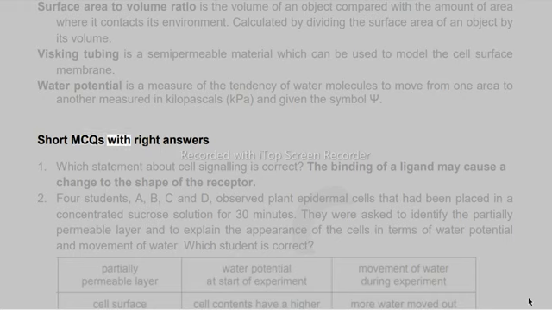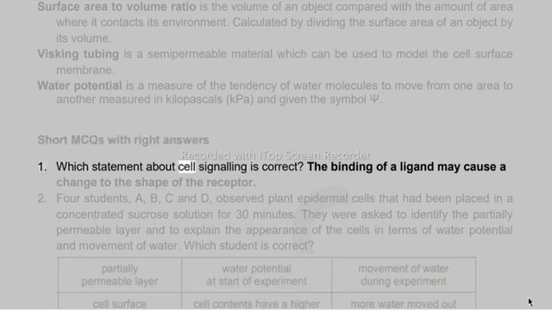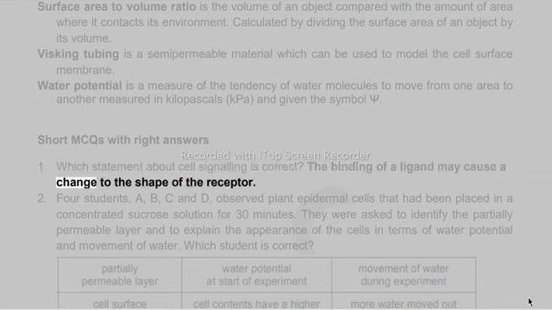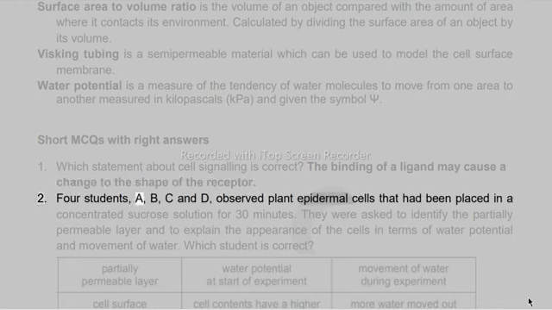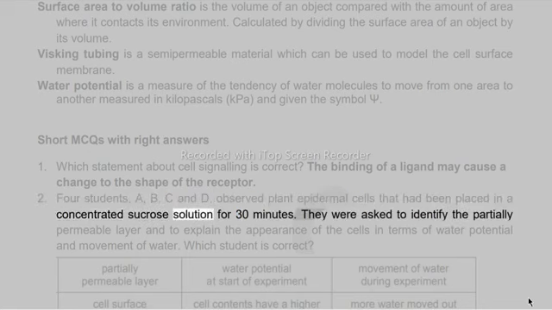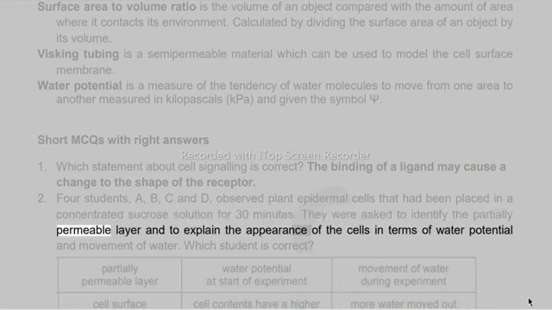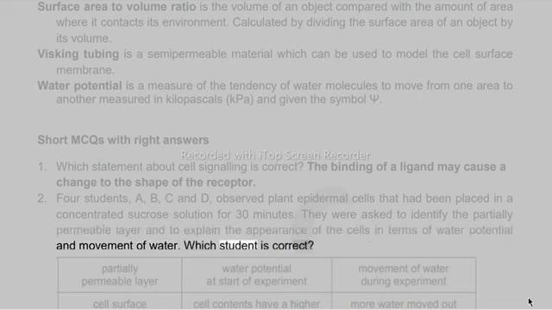Short MCQs with right answers. 1. Which statement about cell signaling is correct? The binding of a ligand may cause a change to the shape of the receptor. 2. Students A, B, C and D observed plant epidermal cells that had been placed in a concentrated sucrose solution for 30 minutes. They were asked to identify the partially permeable layer and to explain the appearance of the cells in terms of water potential and movement of water. Which student is correct?